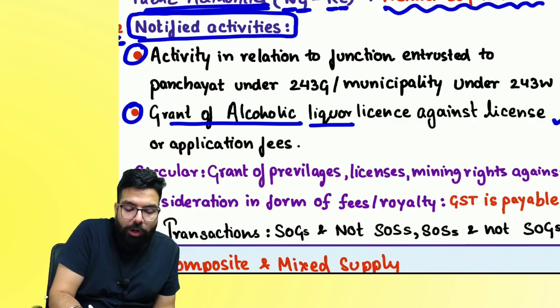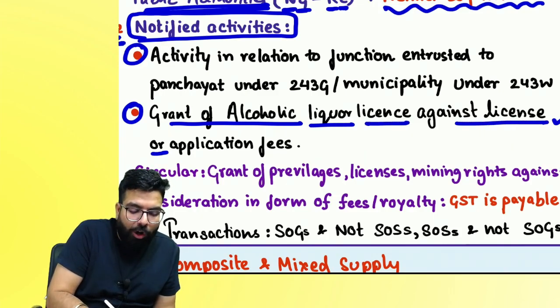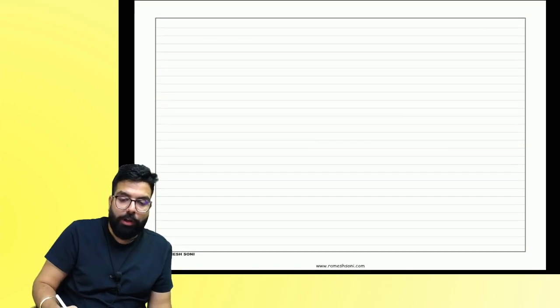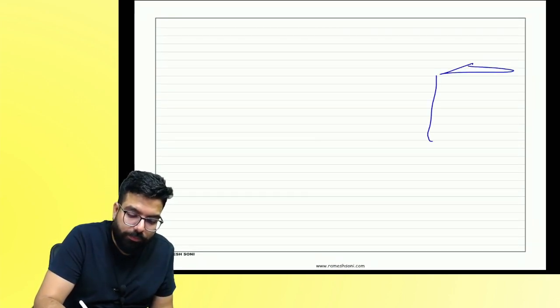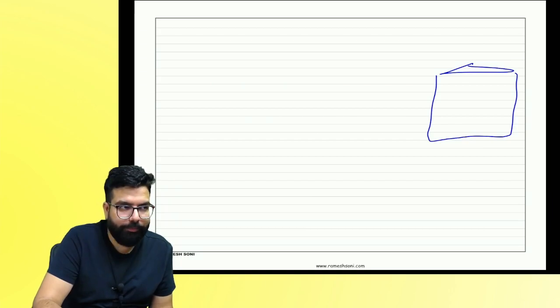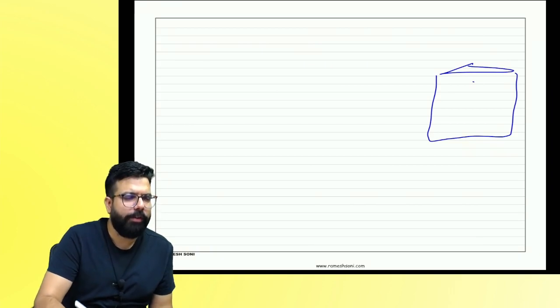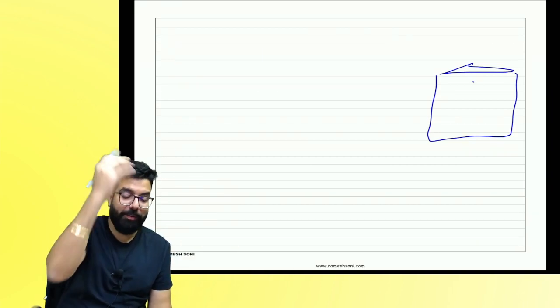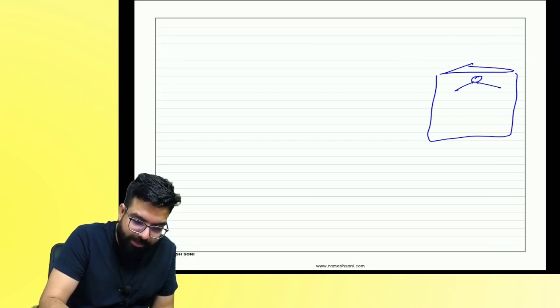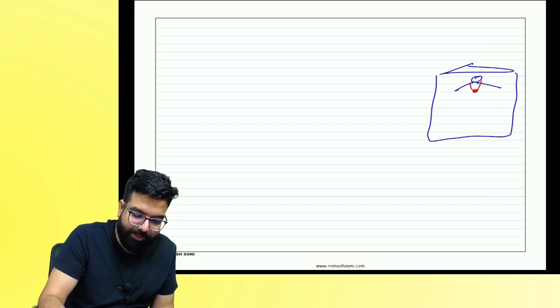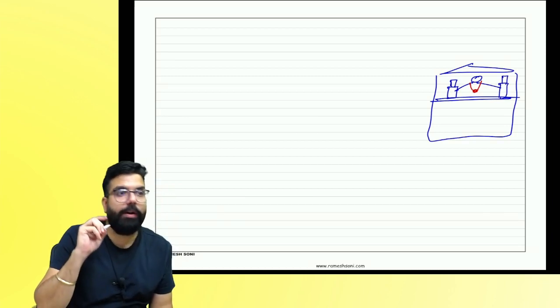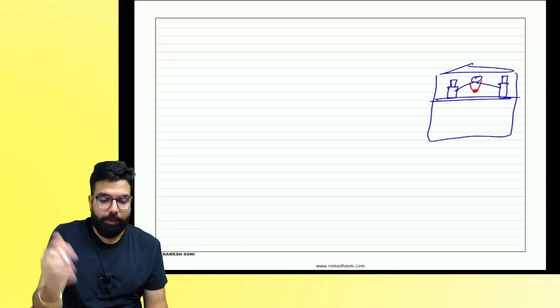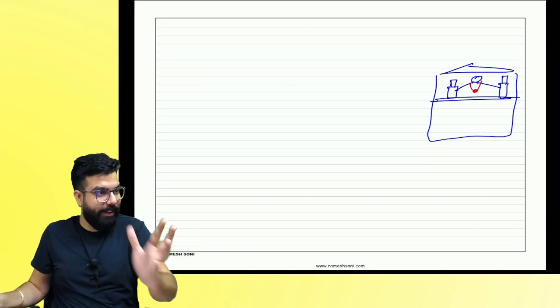Grant of alcoholic liquor license against license fees or application fees. People, tell me one thing. For an example, this is Ravi, everyone. And what does Ravi do? Ravi sells alcohol. You tell me one thing. If you want to buy this, you buy this, he's selling.